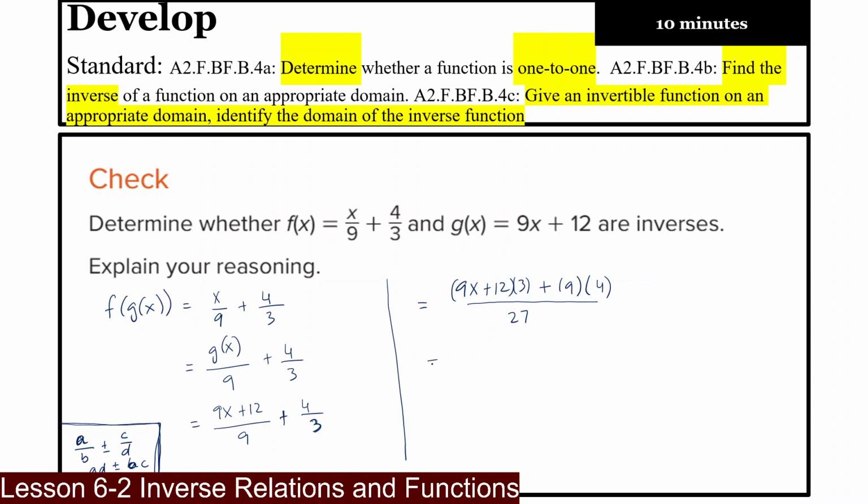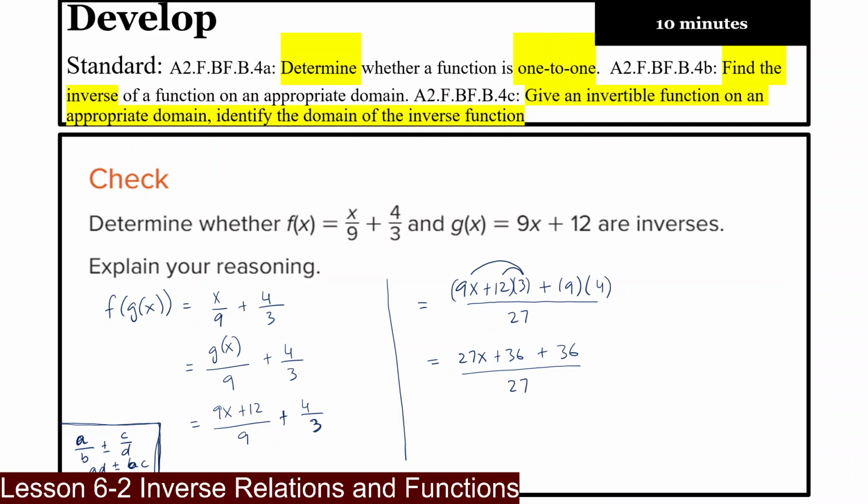Alright, let's see. We got 9x plus 12 times 3, so 3 needs to be distributed to both. So 3 times 9x is 27x. 3 times 12 is 36. What is 9 times 4? 36. Divided by 27.